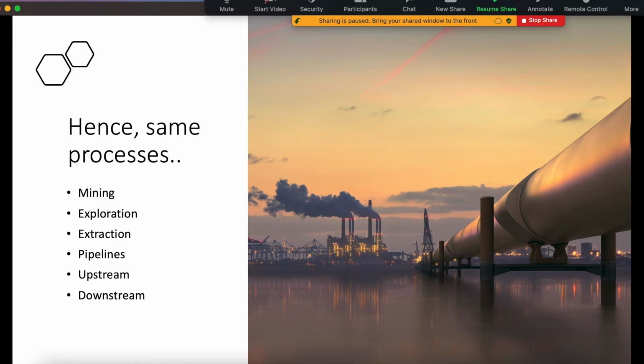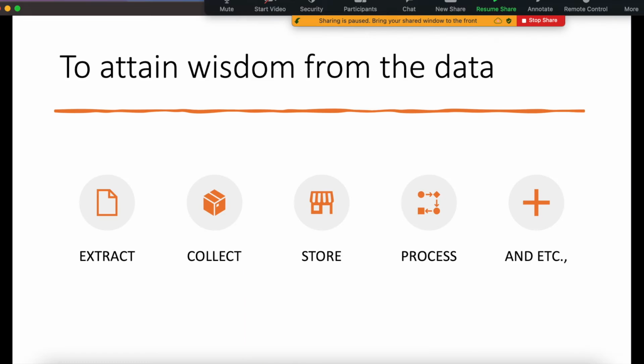So what I am trying to convey here is, whatever words are used in the oil industry, the same words are used in the data industry also. There is a lot of similarity between the oil industry and the data industry. As long as data becomes the oil for the new system, the same words are used. Here we call it extract, collect, store, process.